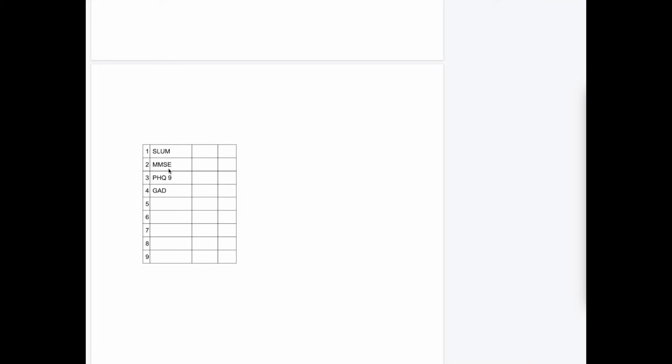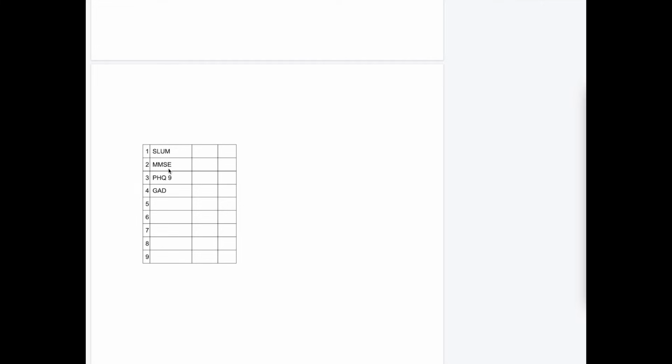So you got SLU, P, GAT. Okay, that's what I try to remember. I try to say SLU, P, GAT. If you do it a couple of times, honestly, it gets catchy. SLUM for SLUM, and MMSE for mental status. That's the only scale that starts with MMSE, and it is for mental status.